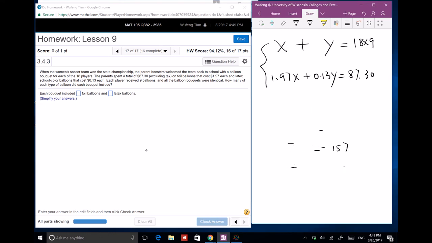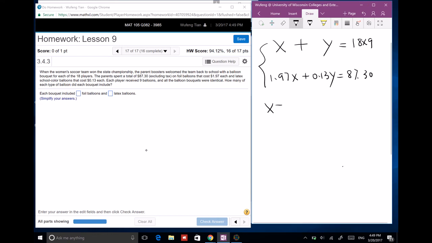Solving the linear equation system. So x plus y equals 18 times 9, which equals 162, and 1.97x plus 0.13y equals 87.30. We can multiply the first equation by negative 1.97. Negative 1.97x minus 1.97y equals negative 319.14. Then we add them together.